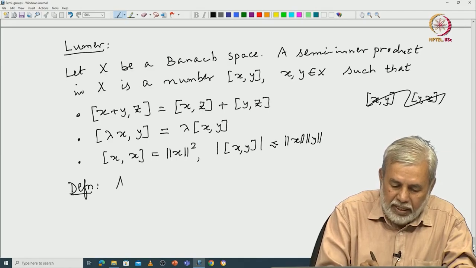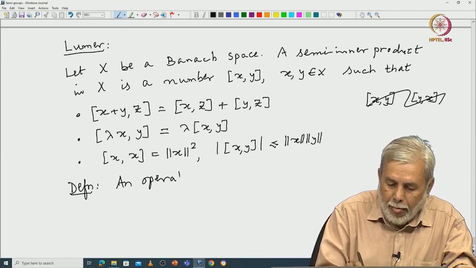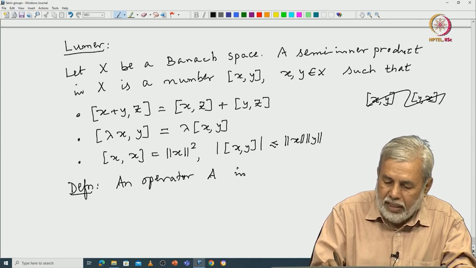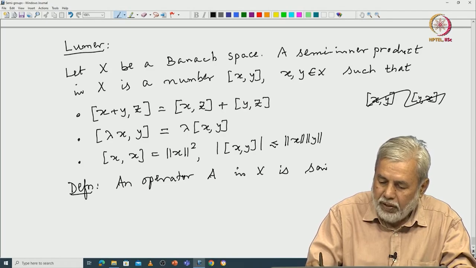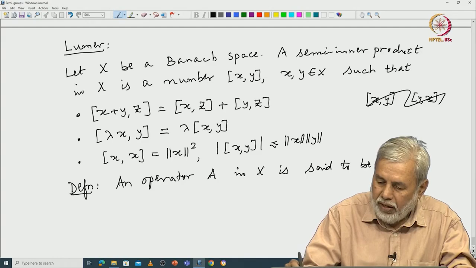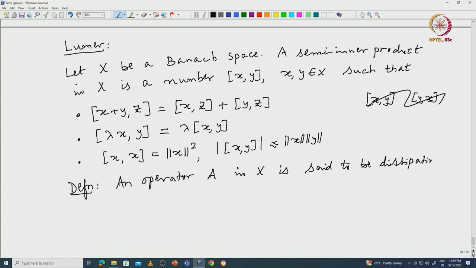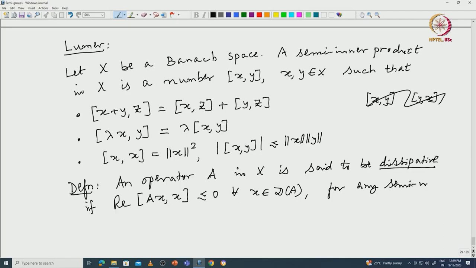An operator A in X is said to be dissipative if the real part of [Ax, x], where I take any semi inner product, is less than or equal to 0 for all x in D(A), for some or any semi inner product. Okay, it's very easy to verify.